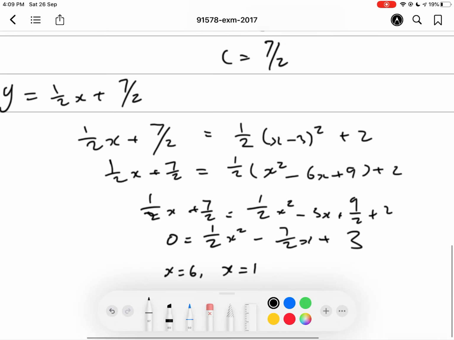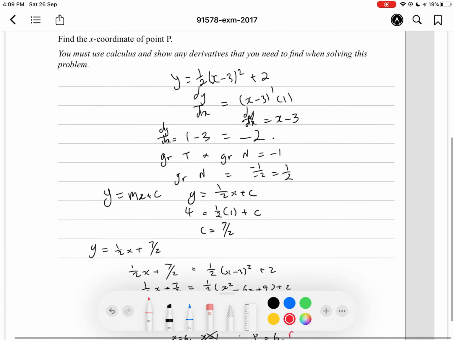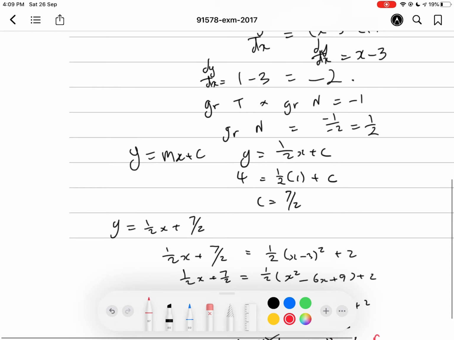But we know that x equals 1 is the coordinate that they originally gave to us. So that's not our answer. So therefore the x coordinate of P is equal to 6, okay? And that should be our final answer for this question. This should be a merit level question. To get a merit, you probably need to be able to find the final answer. To find the gradient of the normal, you'll get an achieved.